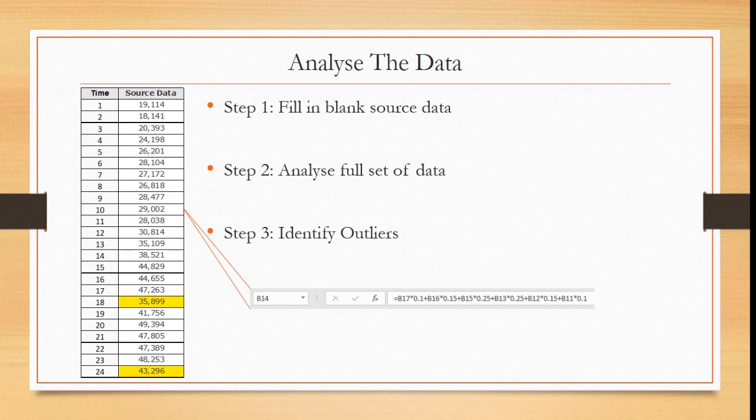Following on from this, we then analyse the full data set and recognise that there are some potential outliers in the data. In periods 18 and 24, both have considerable negative jumps where there is a clear overall upwards trend.